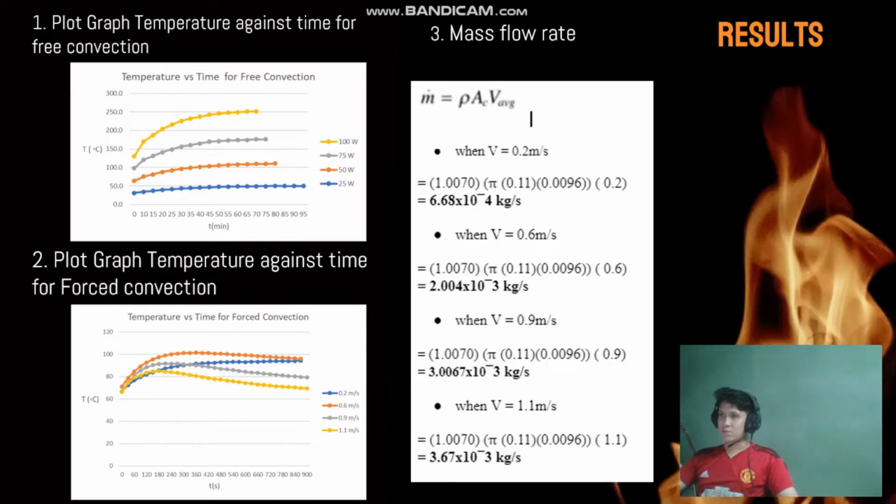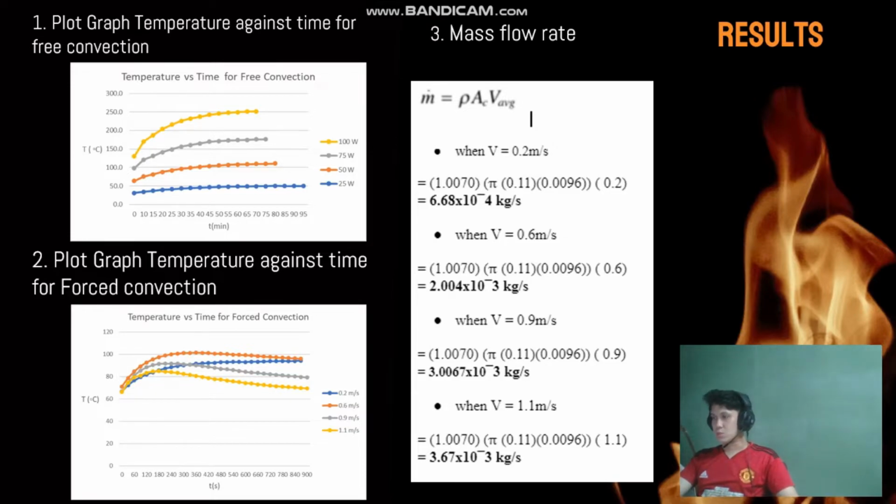In the free convection graph, the Q, which is the power, is different, which is 25, 50, 75, and 100 watt. For the second question, we are using different velocity instead of power. So the velocity is 0.2 meter per second to 1.1. As you can see from the result, temperature against time for forced convection, as the velocity is higher, the temperature will be reduced over time.